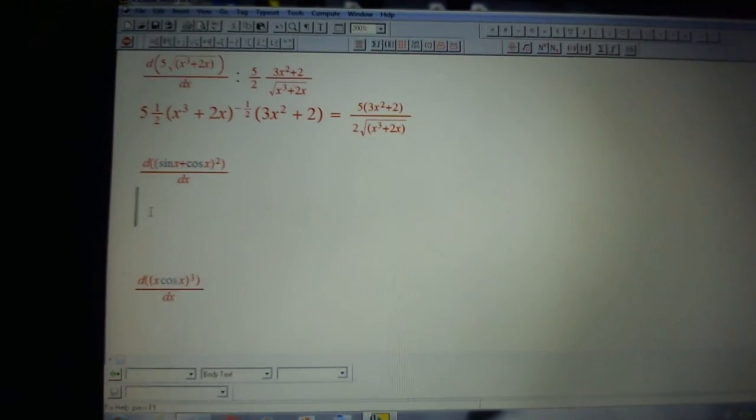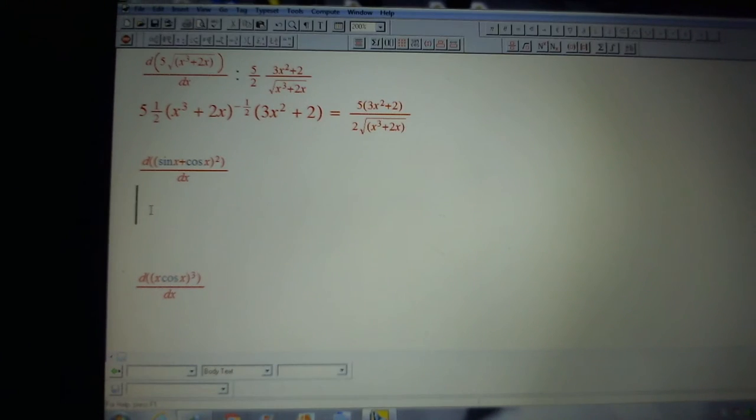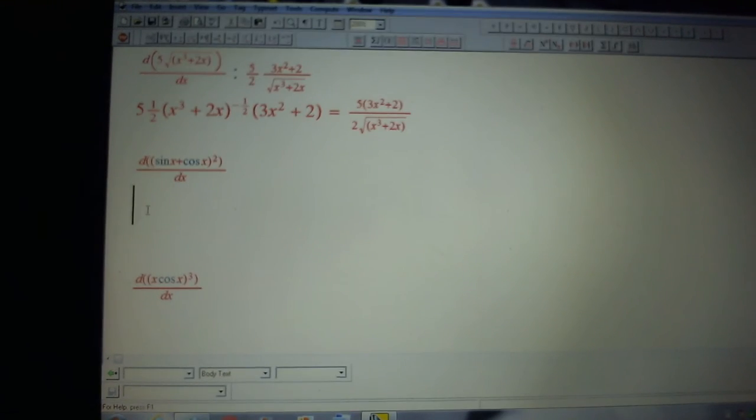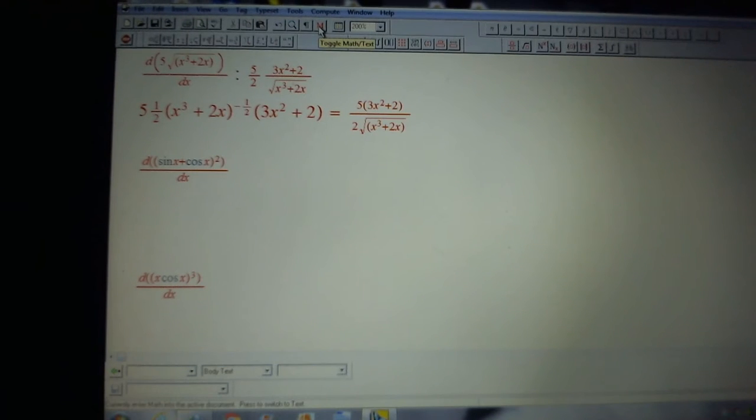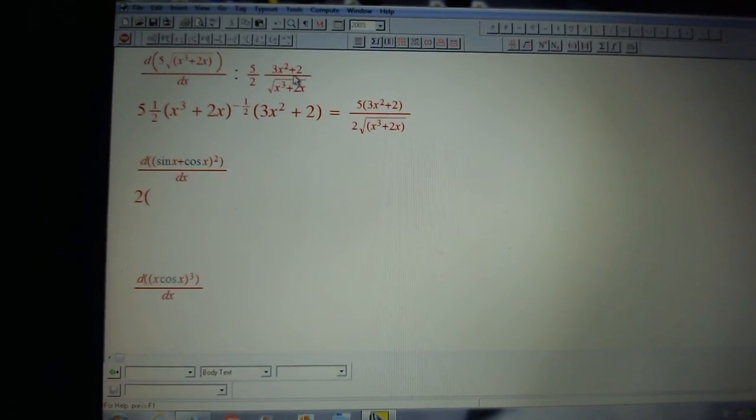All right, same thing again. This one is sine x plus cosine x quantity squared. I'm going to take the derivative. I know how the derivative starts. Call on me. Okay, McDaniel, what is it? It's going to be 2 times the quantity, the inside unchanged.